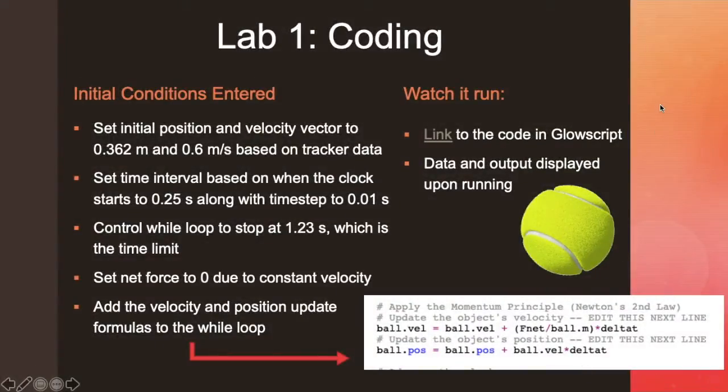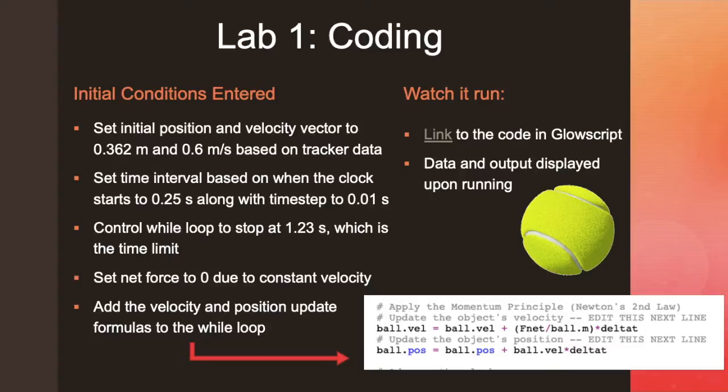So to go deeper and understand the computational model, we will take the GlowScript sample code provided by the professor, and then we will enter these initial conditions. We will set the initial position and velocity vectors to respectively 0.362 meters and 0.6 meters per second. We have found these by recording the object moving in Tracker and then taking its initial position and the average velocity taken from the first two frames.